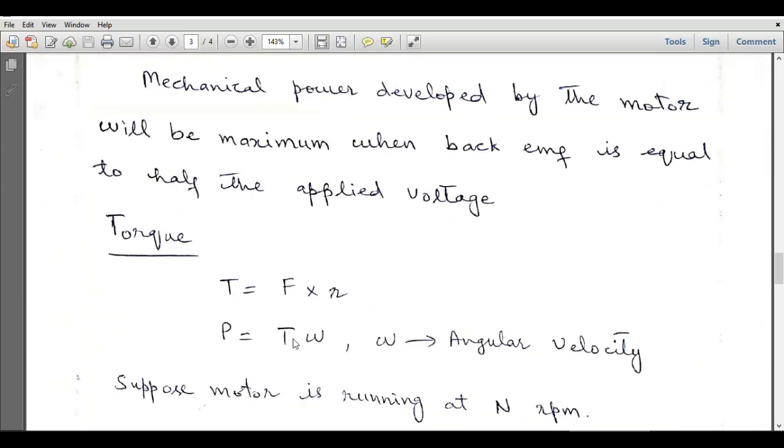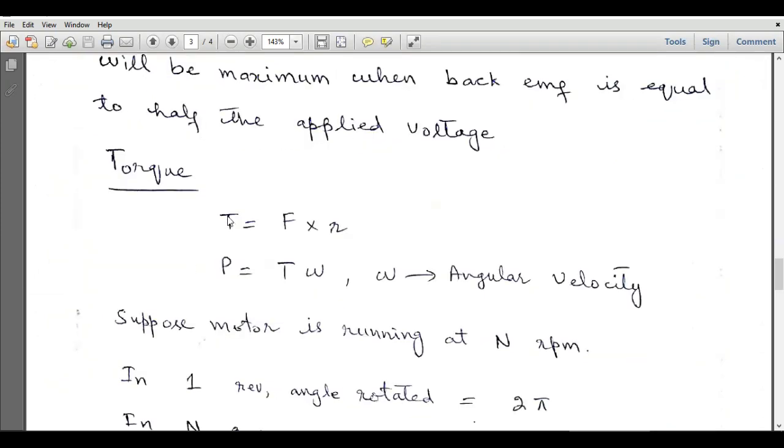Now I will derive the expression for torque in the DC motor. The definition of torque is T equal to F cross R. Torque is equal to the product of force and moment arm, right? So power is equal to T omega, and this is the mechanical power developed by the motor, and it is equal to the product of torque and the angular velocity.